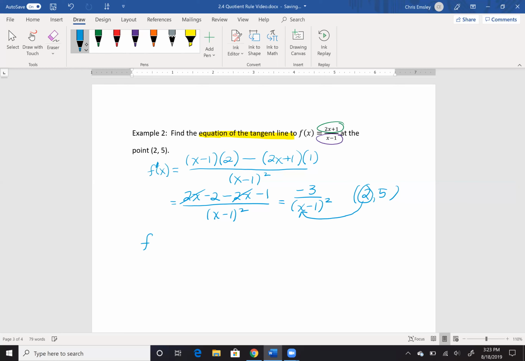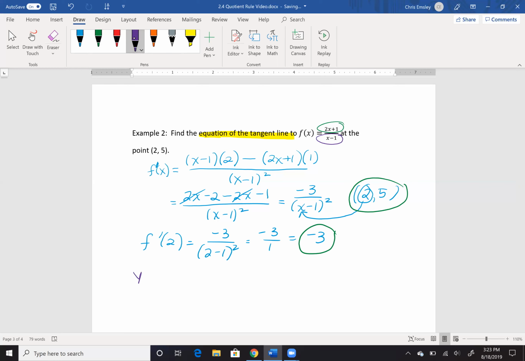So f prime of 2 is negative 3 over (2 minus 1) squared, which is just negative 3 over 1, or negative 3. So we now have a slope and we have a point. We can use those two pieces of information to find the equation of our line. You can either do that with slope-intercept form or point-slope form.